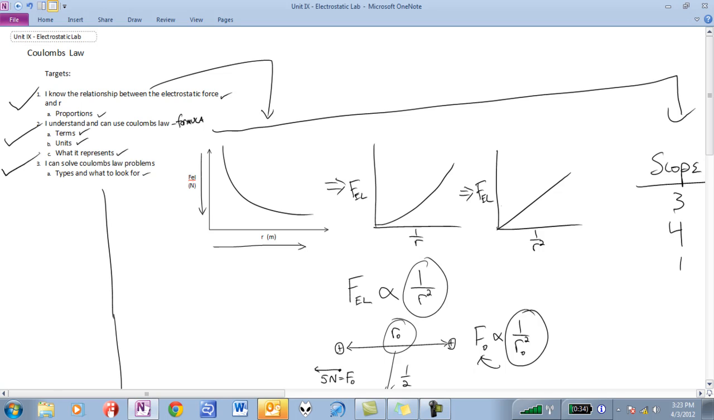I can solve Coulomb's law problems. I kind of gave you an idea what to look for. Tomorrow in class we will finish up, or we will start worksheet number 1. It has a whole bunch of good problems with Coulomb's law as well as other factors.